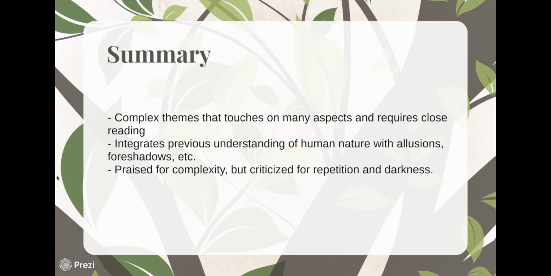So in summary, Alice Munro uses complex themes that touch on many aspects and require close reading. She also integrates previous understanding of human nature with allusions and foreshadowings. And she is also praised for complexity but criticized for repetition and the dark turn she takes on themes.